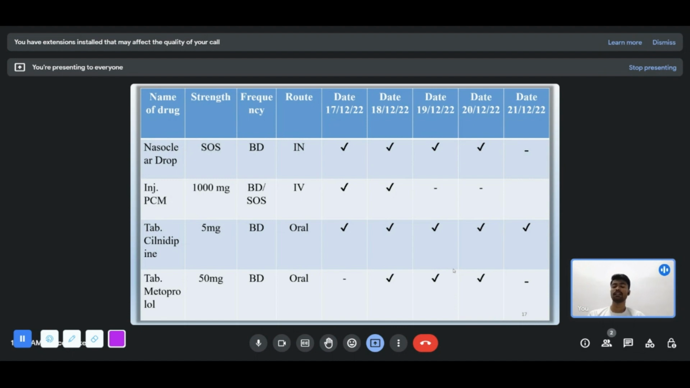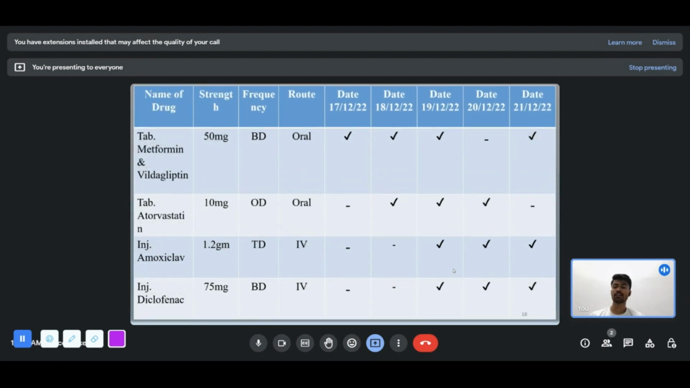The tablet silnidipine. Silnidipine is itself an anti-hypertensive drug. The strength is 5 mg twice daily, given by oral route, and it was prescribed by the doctor for 5 days consecutively, like 17, 18, 19, 20, and 21st. Okay. Next is tablet metoprolol. It is also an anti-hypertensive drug. It is a beta blocker, and the strength is 50 mg twice daily oral, and it was given on 18, 19, and 20.